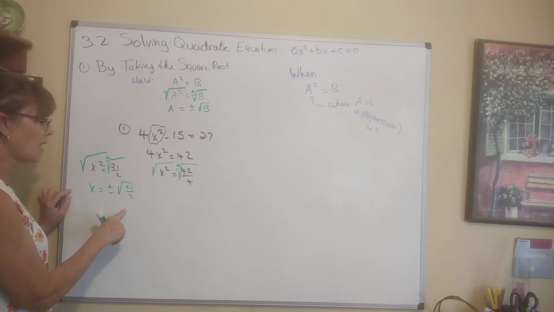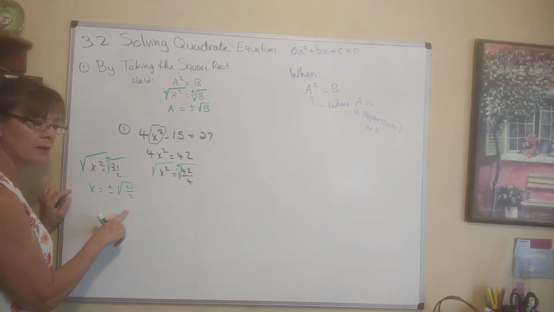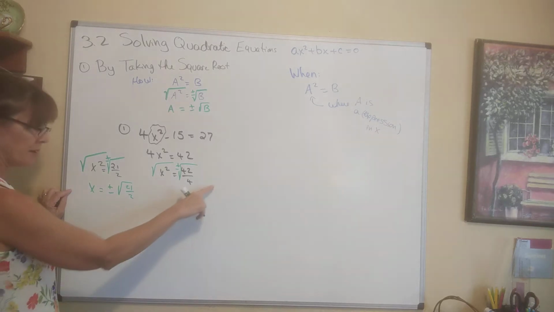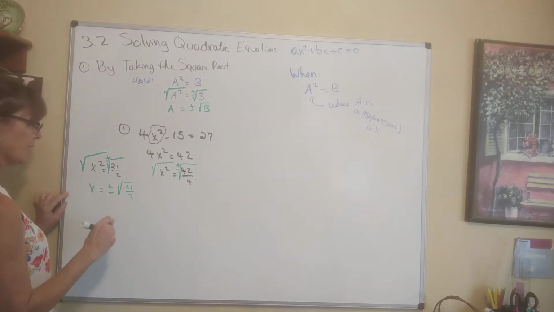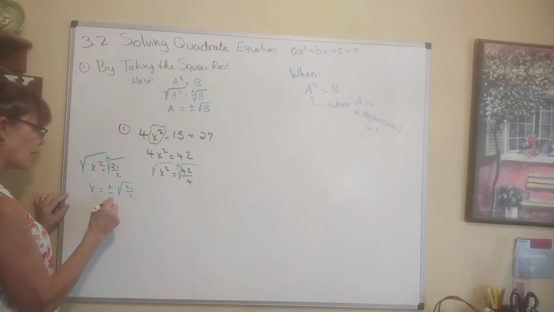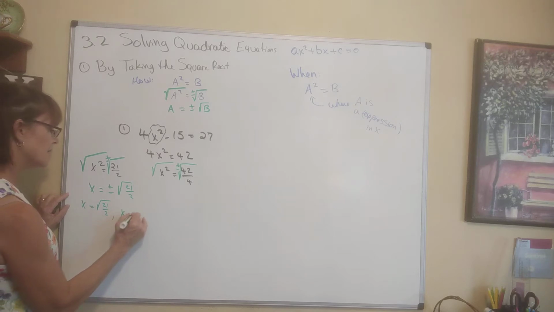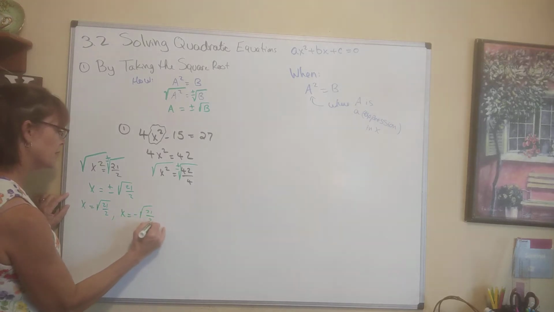Many of you may be uncomfortable with not rationalizing your denominator, and if so, go ahead and rationalize it, and you'll end up with the answer that we get over here, I think. Here we go, here are our two answers. X is positive square root of 21 over 2. X is negative square root of 21 over 2.